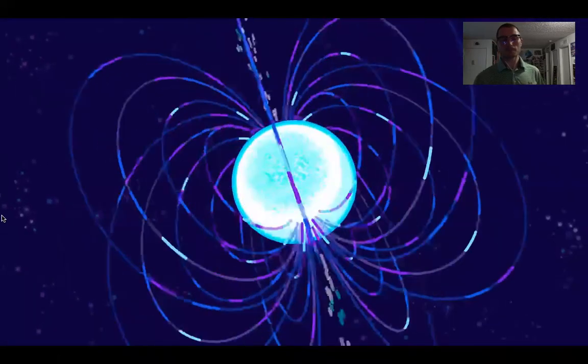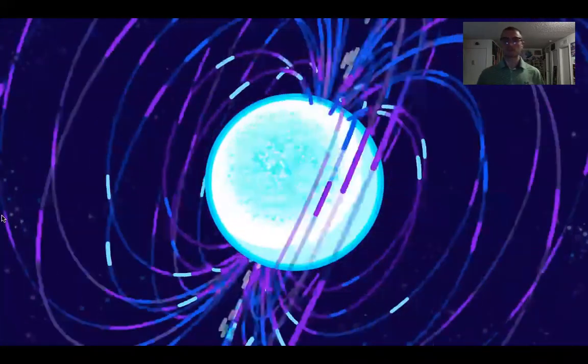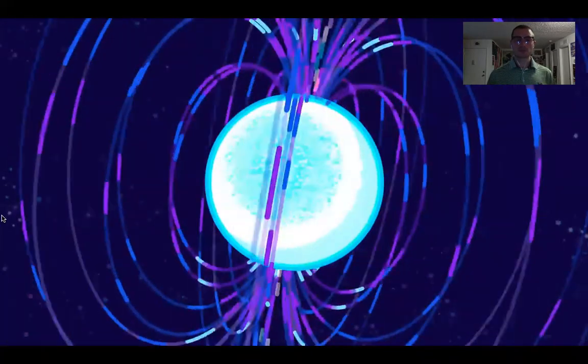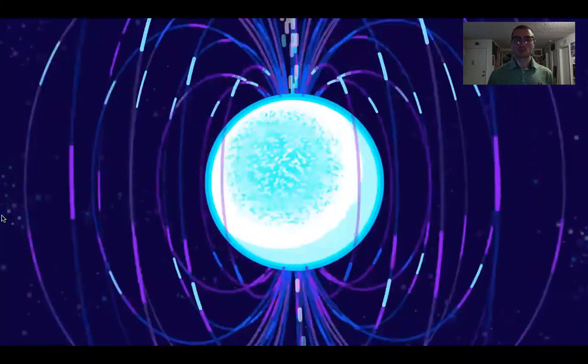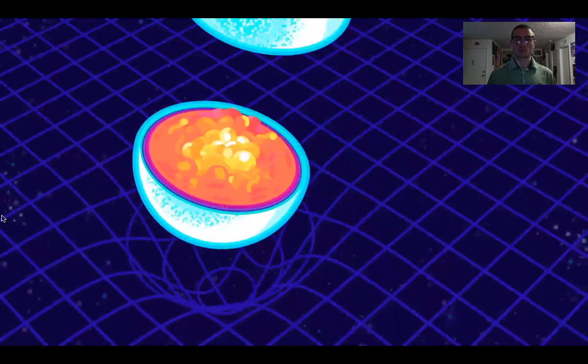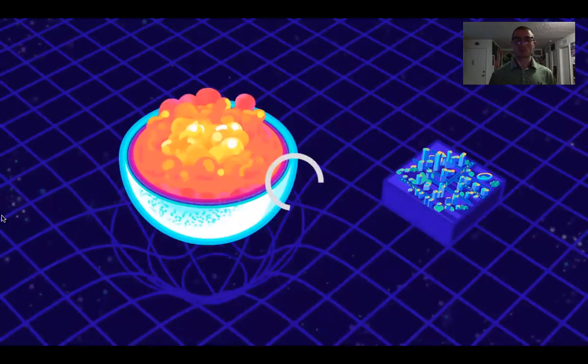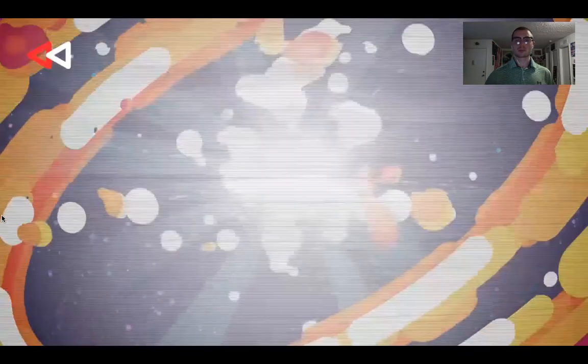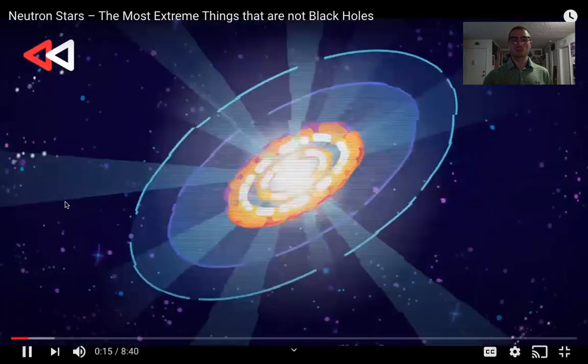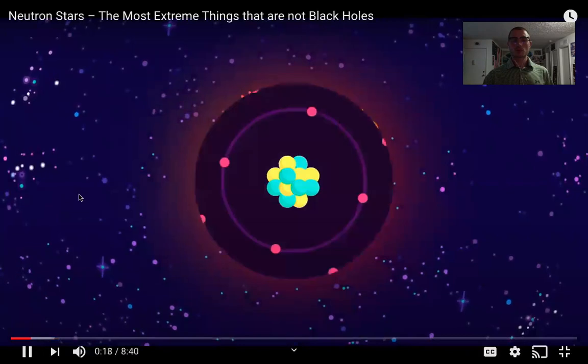Neutron stars are one of the most extreme and violent things in the universe. Giant atomic nuclei only a few kilometers in diameter, but as massive as stars. And they owe their existence to the death of something majestic.